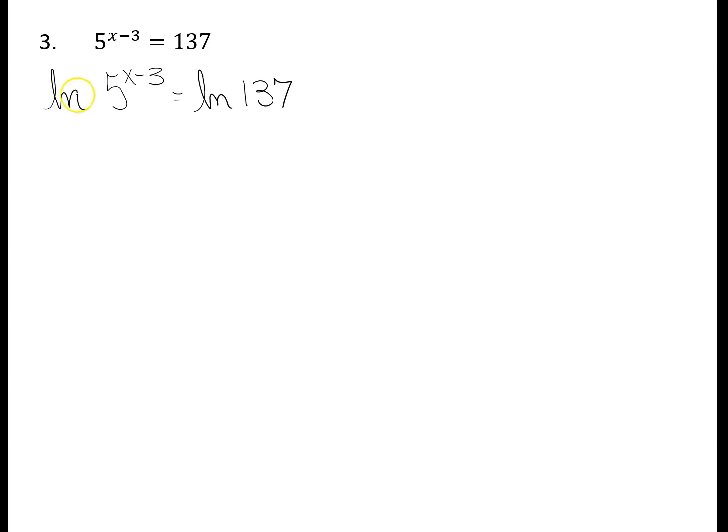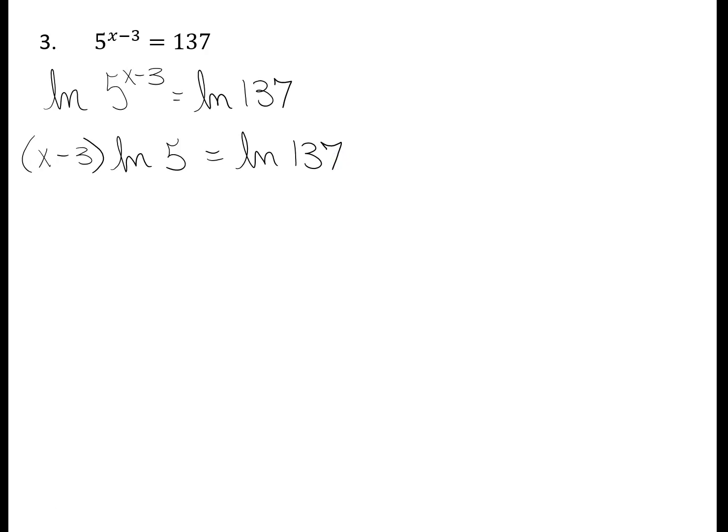Now here, the ln's not going to go away because remember we have a little e here, but 5 and e are not the same. So I can't just turn the whole thing into the exponent. I have to use the property that says bring the exponent down in front. Put it in parentheses since there's more than one term. So we've got our x minus 3, and it's going to be written in front of log 5. Same level, put parentheses because the whole thing is multiplied by log 5, and we're going to leave log 137 as it is.